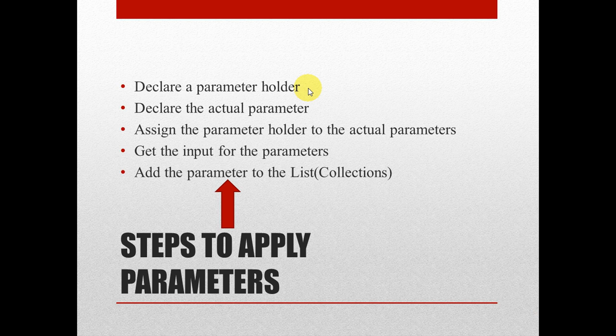Let me repeat. You must declare a parameter holder. You must declare the actual parameter. You must assign the parameter holder to the actual parameters. You must get the input for the parameters. You must add the parameters to the parameter list. Remember, all these things are happening in step number 7 of connecting programmatically. Let me go and show you how that works in a program.